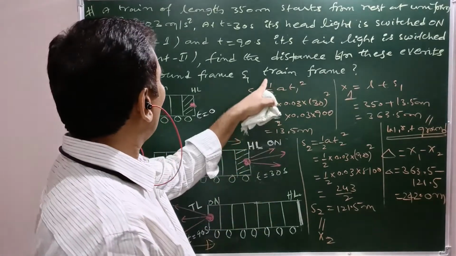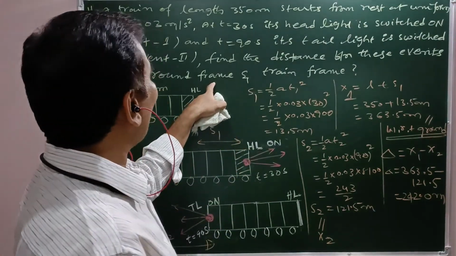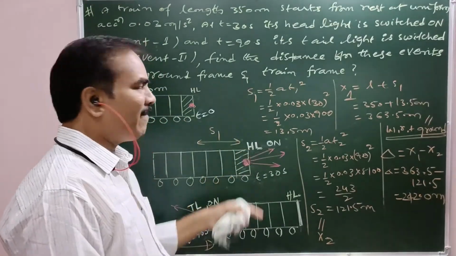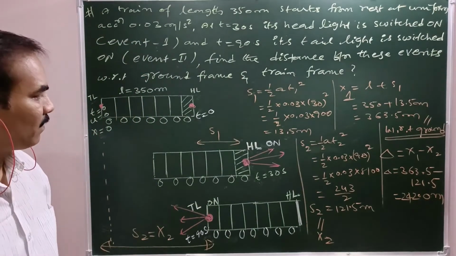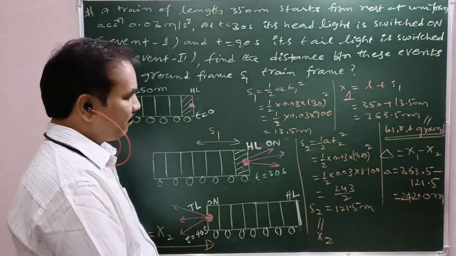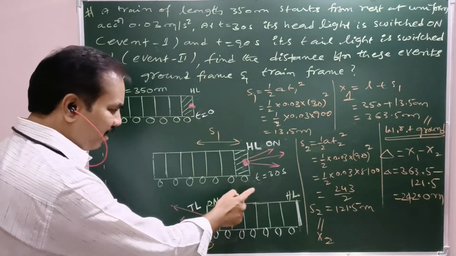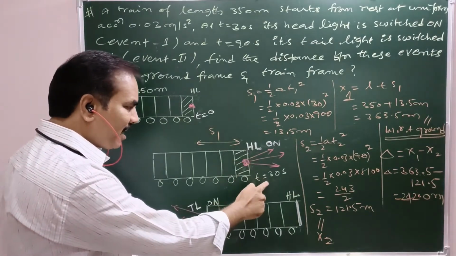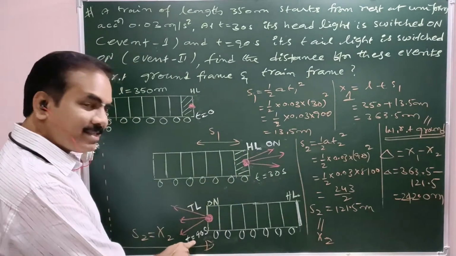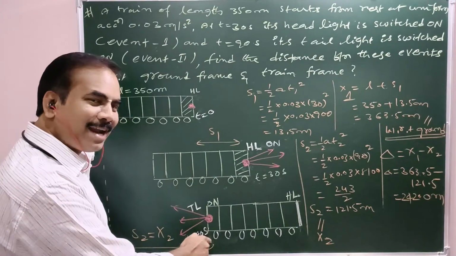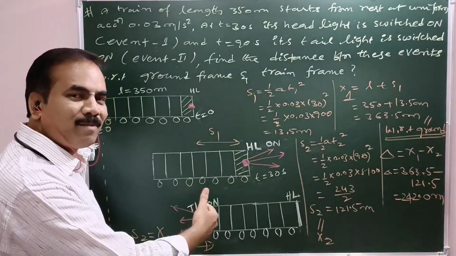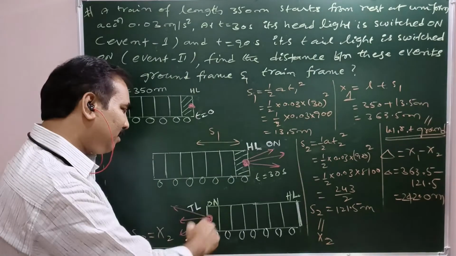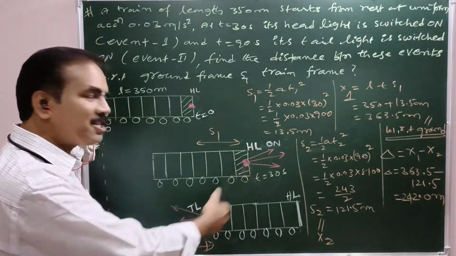Now coming to one more question. What is the separation between these two events with respect to the train frame? With respect to the train frame, suppose the first event occurs at t equal 30 seconds and the second event occurs at t equal 90 seconds. What is the time interval between these two events? That means 60 seconds.